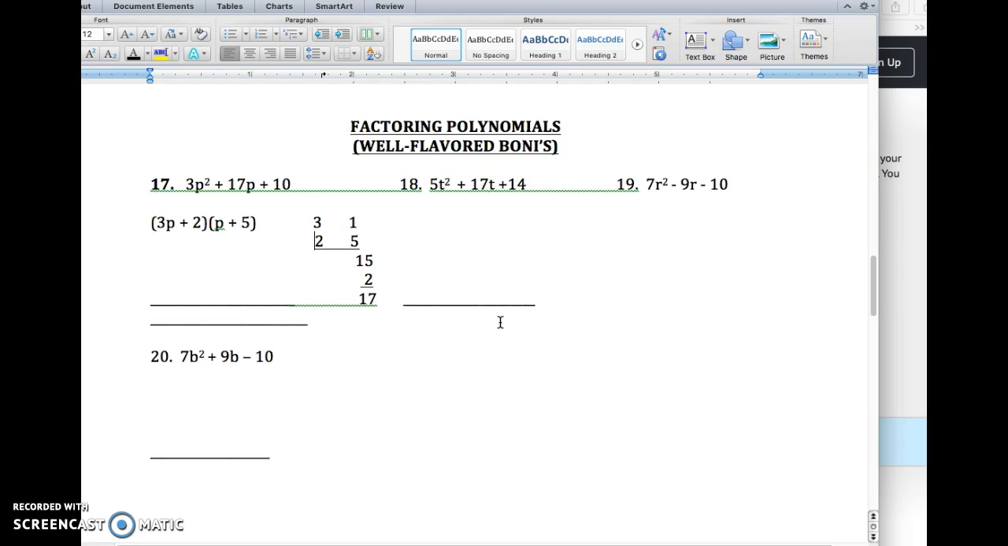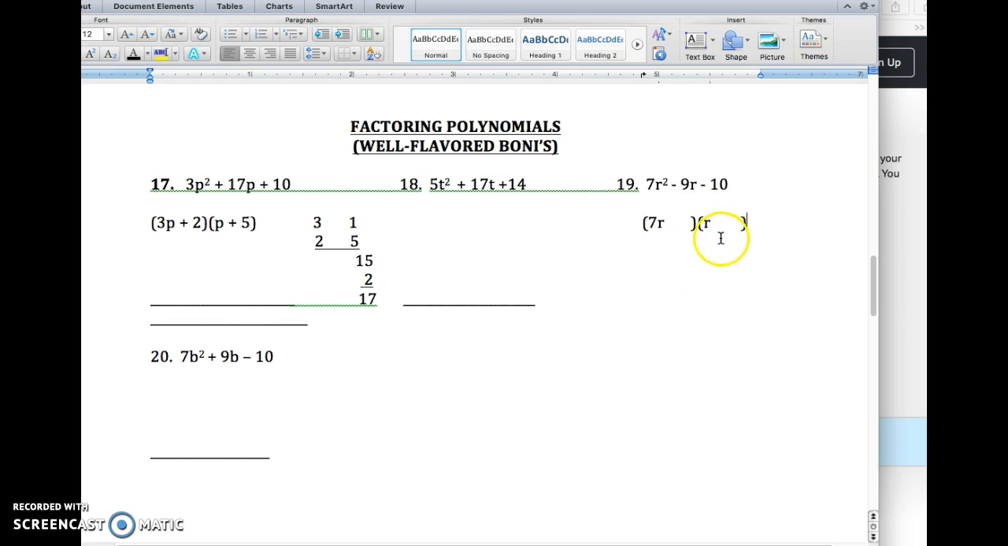And now let me do one more, and that will be it. Here comes this one, 7r squared minus 9r plus 10. So how can I get 7r squared? Very, very simply. We have 7r in one parenthesis, and then we have 1r or r in the other. Let's not put any signs yet.